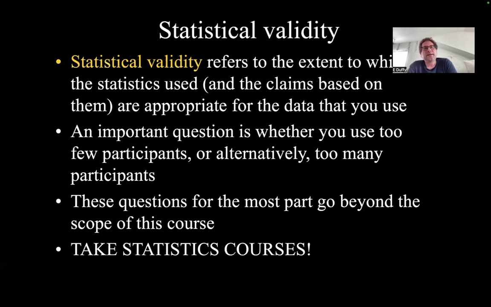Now, statistical validity refers to the extent to which the statistics that we use and the claims that are based on them are appropriate for the data that you collect. And let me tell you, as someone who sat on many, many thesis committees at Rutgers, and as a reviewer of hundreds of papers for journals, this is a problem that often comes up, where people use the wrong statistics to test things. And often this occurs because students don't take enough statistics classes.